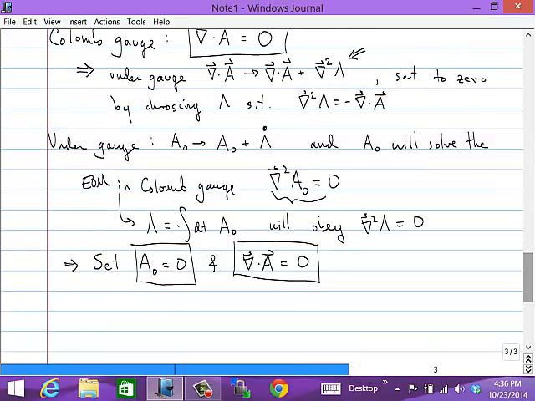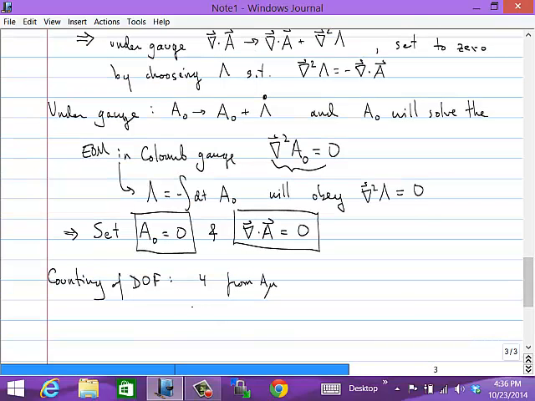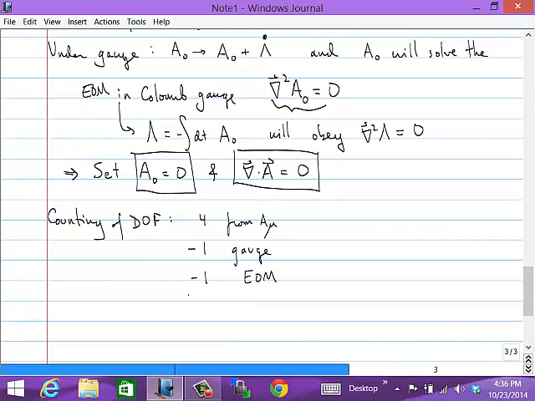So the counting of degrees of freedom that one does in electromagnetism is the following. You start with 4 degrees of freedom from A mu. You lose 1 by imposing gauge symmetry, and another from the equations of motion, and you're left with a total of 2 degrees of freedom.